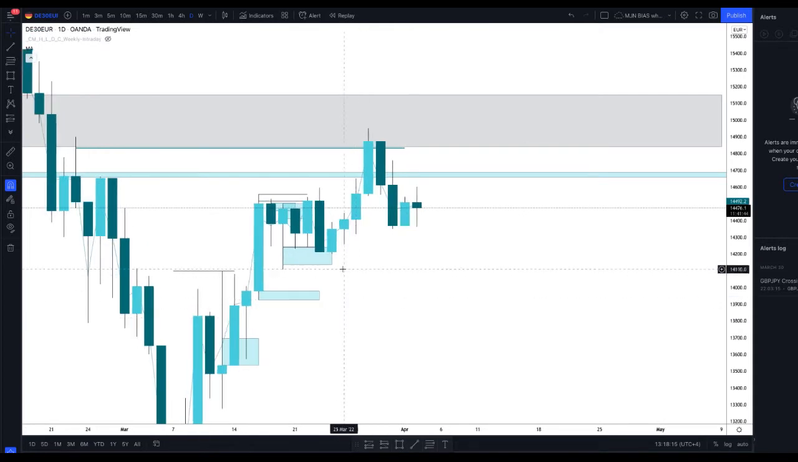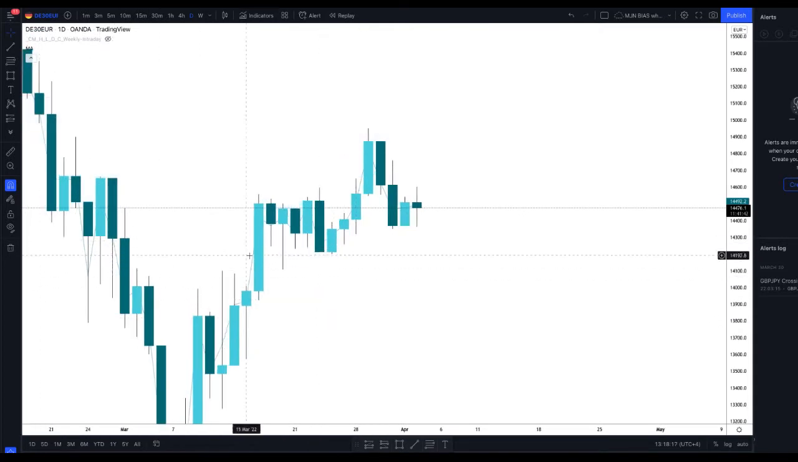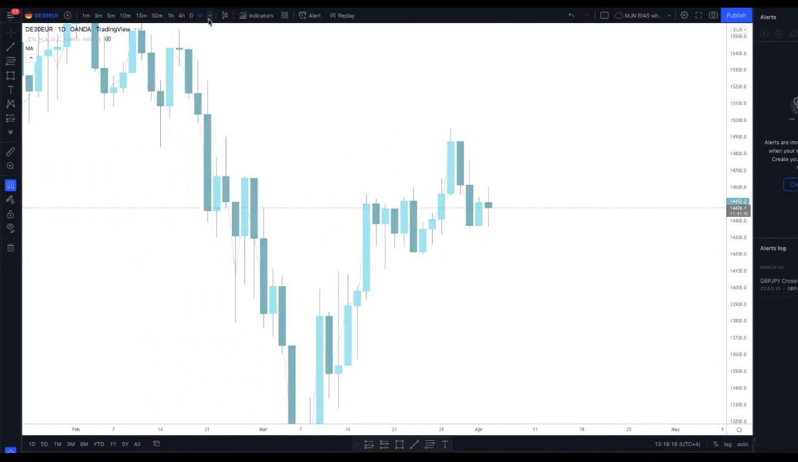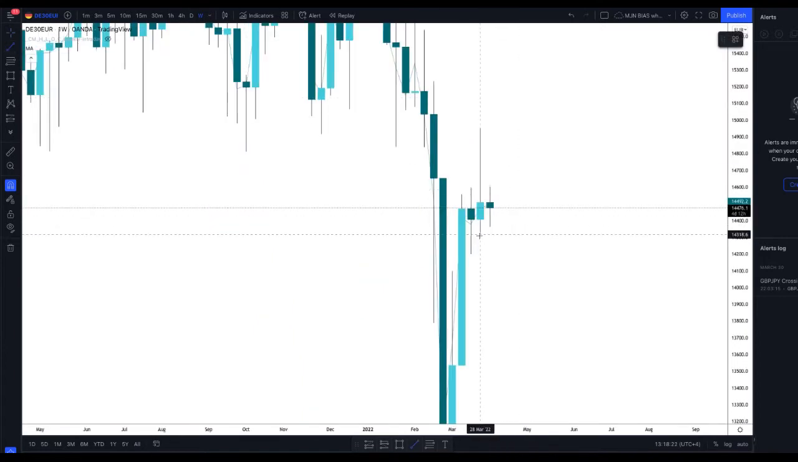And from an order block standpoint, let me just delete these and just whack on the weekly high and low, which is this one here and this one here. Okay. So what are we seeing here?